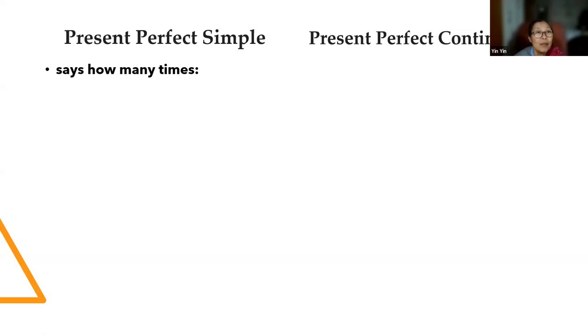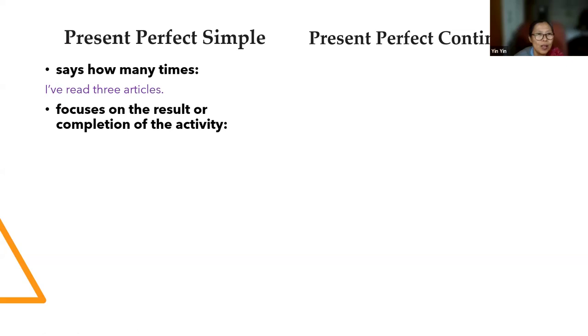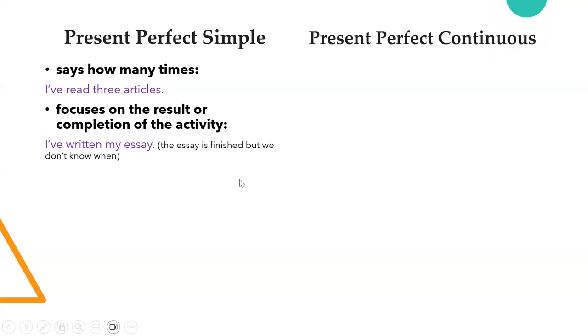I have read three articles. Articles focus on the result or completion of the activity. Present perfect simple. I have written my essay. That's it, my essay.